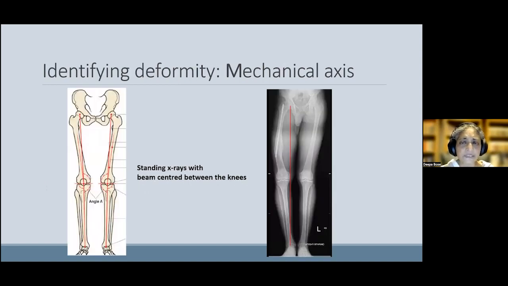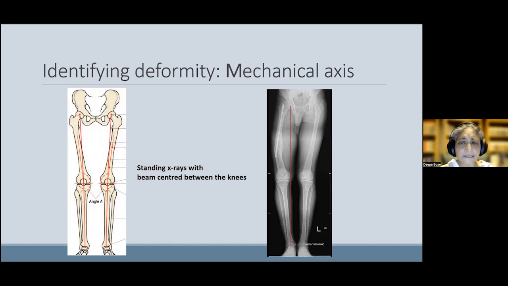So first of all, identifying the deformity, you have to look at the mechanical axis of the lower limb. And particularly speaking about the lower limb, because we tend to do most of our deformity correction in the lower limb. And that is because deformity in the upper limb is more forgiving. So the mechanical axis is a line drawn from the center of rotation of the hip to the center of the ankle joint in a patient who is standing, where the X-ray beam is centered between the knees.